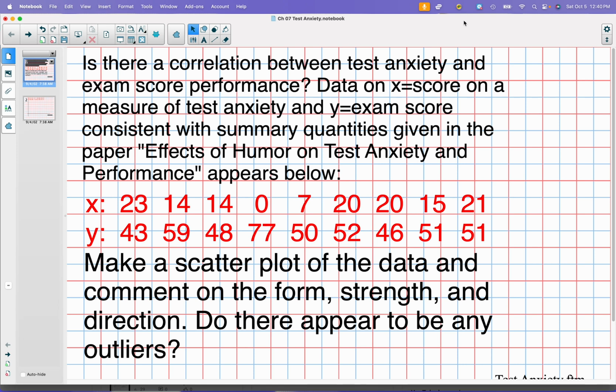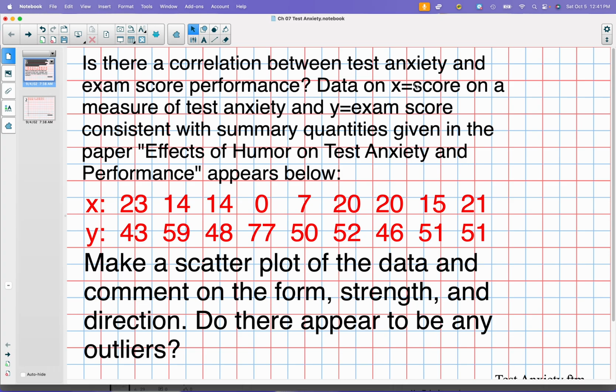Okay, you should have a copy of this where we're going to graph some information, make a scatter plot, and talk about it. So this problem says, is there a correlation between test anxiety and exam score performance? Data on X equals score on a measure of test anxiety and Y equals exam score, consistent with summary quantities given in the paper, effects of humor on test anxiety and performance, appears below.